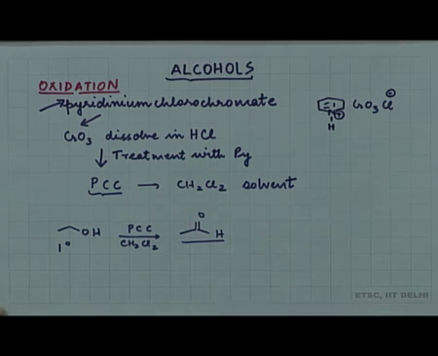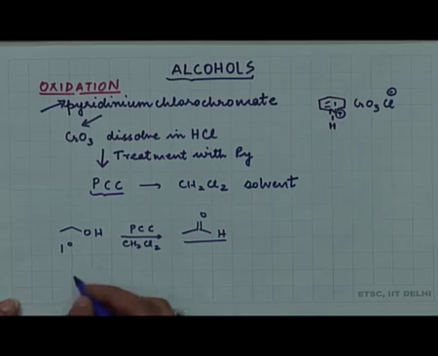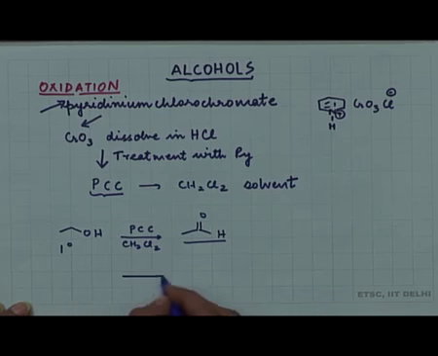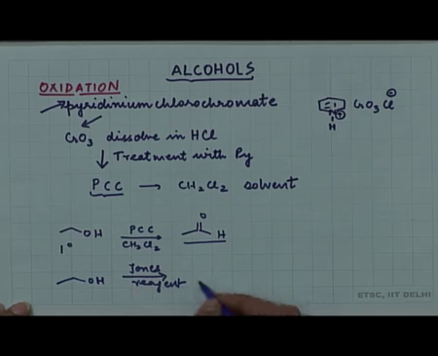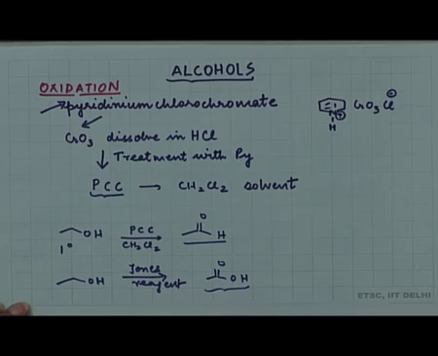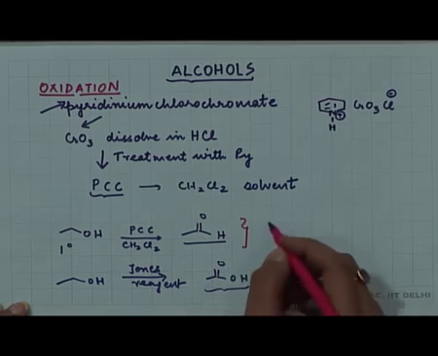Now, compare this with the oxidation with other chromium reagents which we discussed last time. If you do the same thing with the Jones reagent, we were ending up with the corresponding acid. The reaction would not stop at the aldehyde stage. Now, if you recollect, what is so special about pyridinium chlorochromate which is preventing the further oxidation?